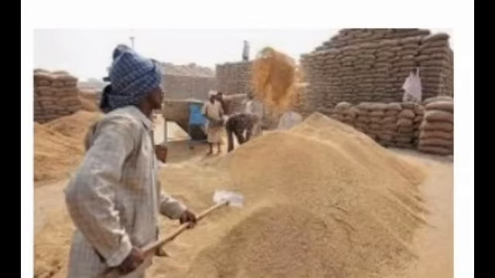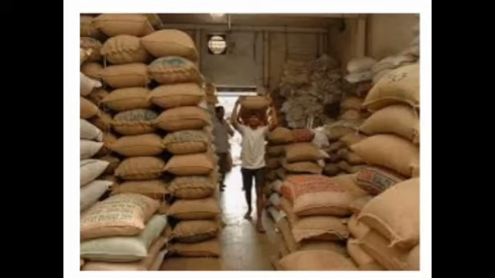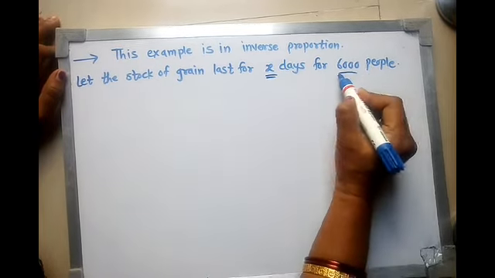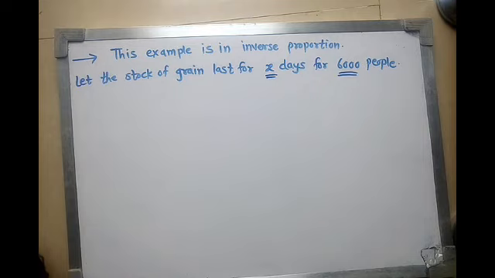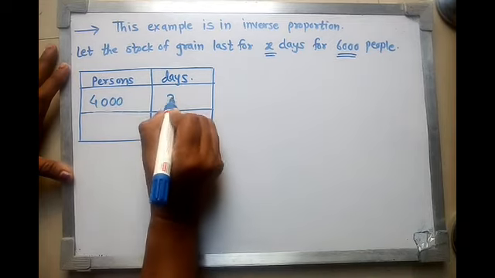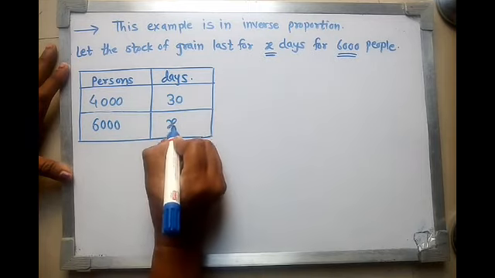The next example is the stock of grain in a government warehouse. The stock of grain in a government warehouse lasts 30 days for 4,000 people. How many days will it last for 6,000 people? This example is inverse proportion. Let the stock of grain last for X days for 6,000 people. Here I make a chart: persons and days. 4,000 persons 30 days, 6,000 persons X days.